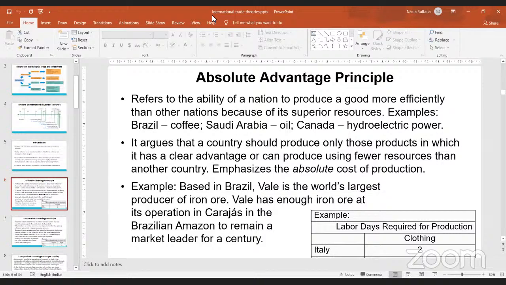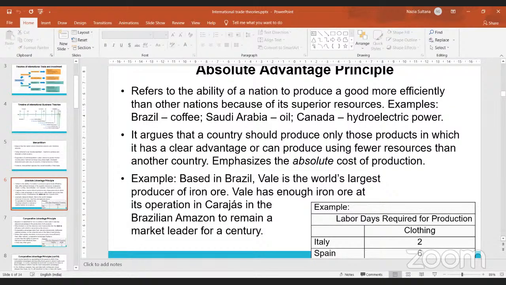A country should produce only those products where it has a direct and clear advantage, because it can produce using fewer resources than any other country. That concept of having a direct advantage and superior resources is called your absolute advantage of production. Examples are being given like Brazil, Saudi Arabia, Canada. You can talk about examples from many parts of the world where countries have absolute advantage.